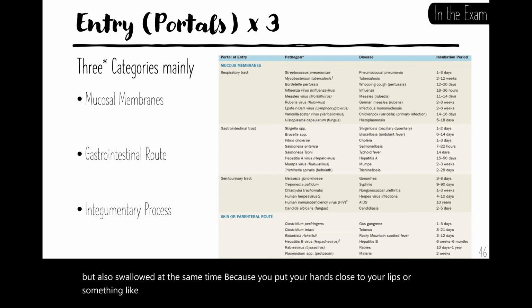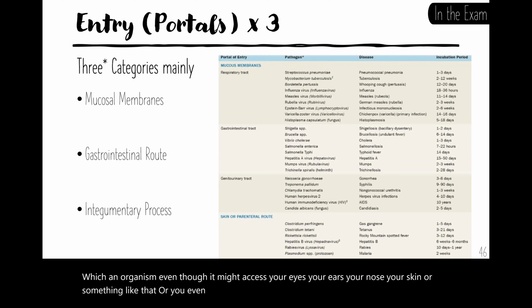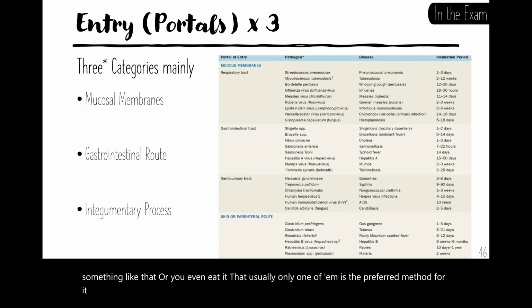So there are multiple points of entry that can occur, but usually there is what we call a preferred portal of entry, in which an organism, even though it might access your eyes, your ears, your nose, your skin, or you even eat it, usually only one of them is the preferred method for it to gain access to you, and that's the one that will ultimately lead to a disease.